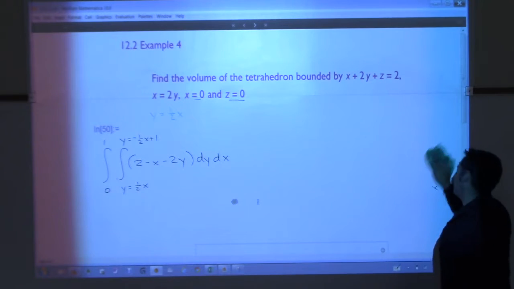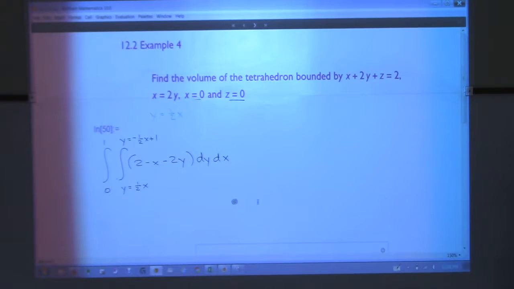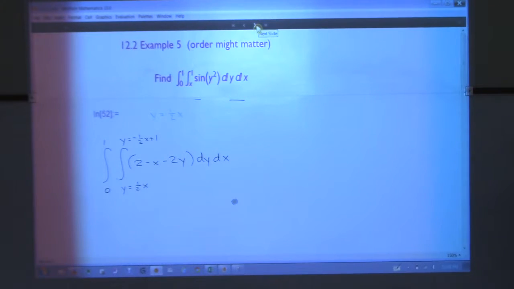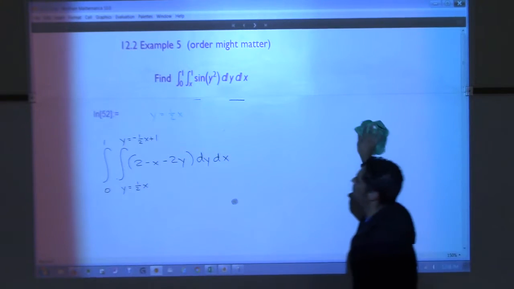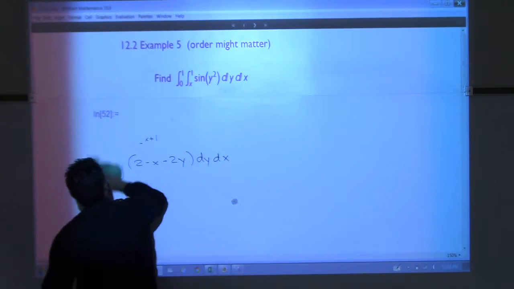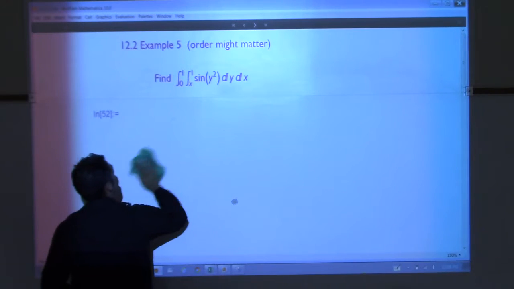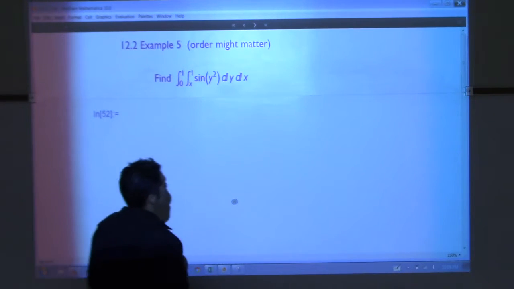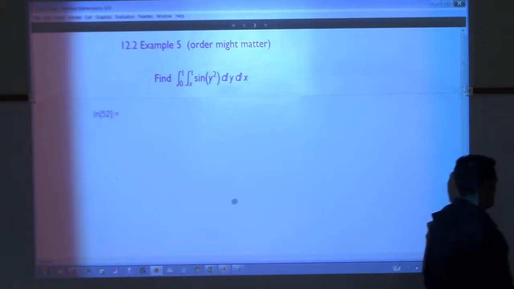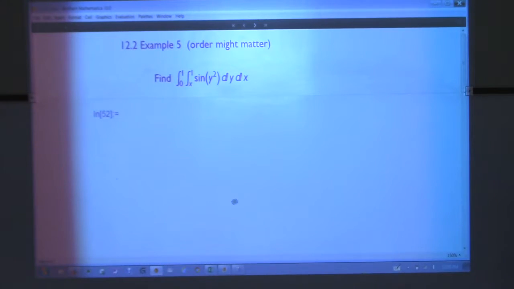On your homework, take them the whole way. Practice that computation. All right, moving along. Order might matter. Okay, let's set this one up. Let's do this one.